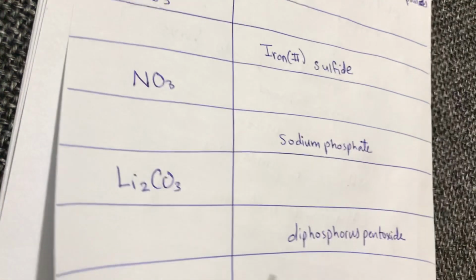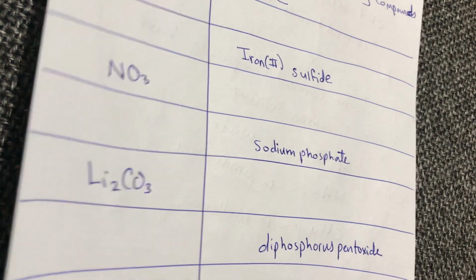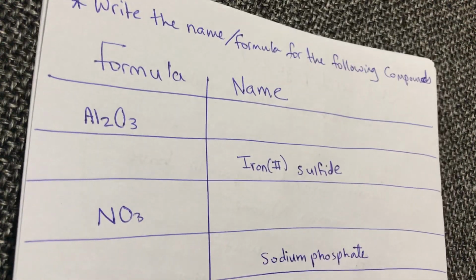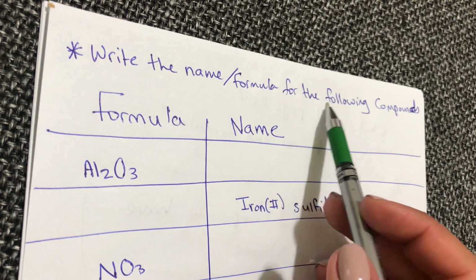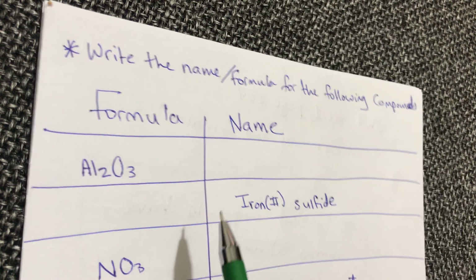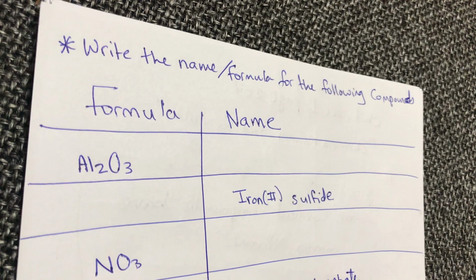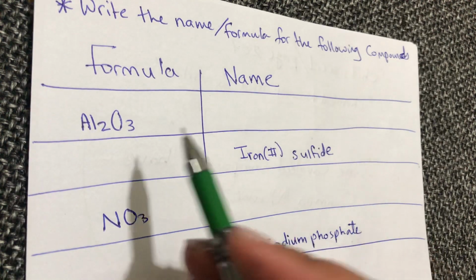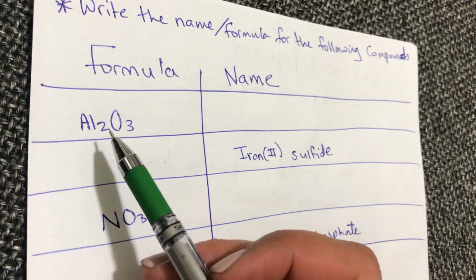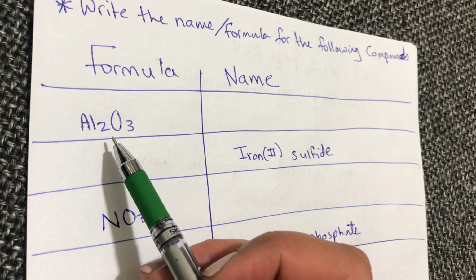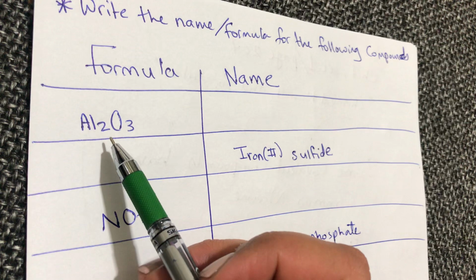Now, a general question for ionic and covalent compounds. Write the name or formula for the following compounds. Here the formula and here the name. Al2O3. So the first step, you have to know if your compound is ionic or covalent.